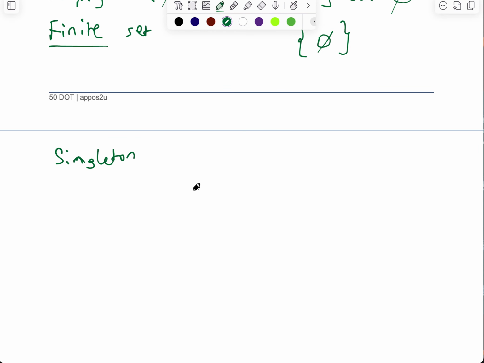The singleton set. Now, what's a singleton set, rather? From the way the name sounds, it means a set that has only one element. A perfect example of that is a set of prime numbers that are even. A set of even prime numbers. You know that that set has only two as its member. So a set of even prime numbers is a singleton set because it contains only one element.